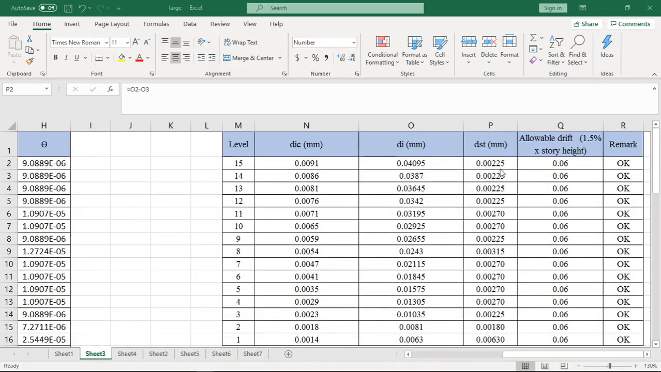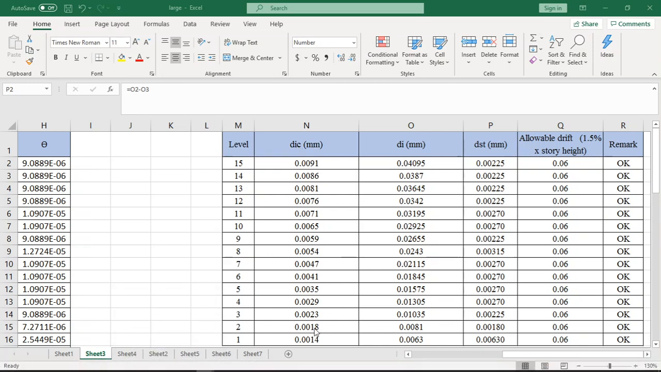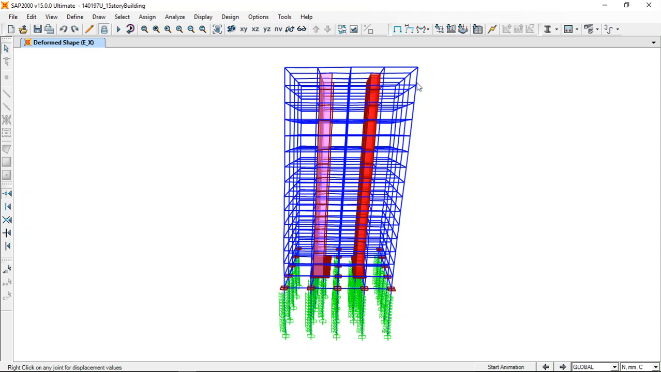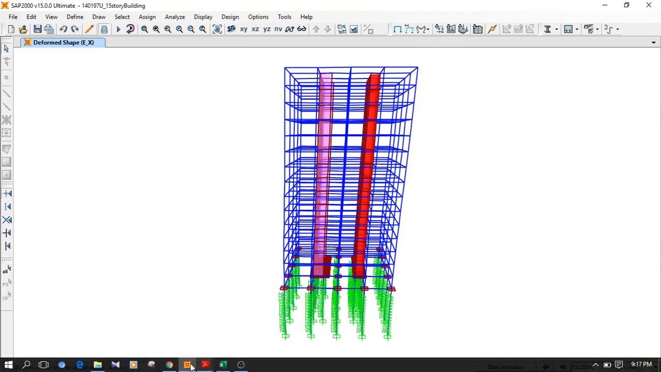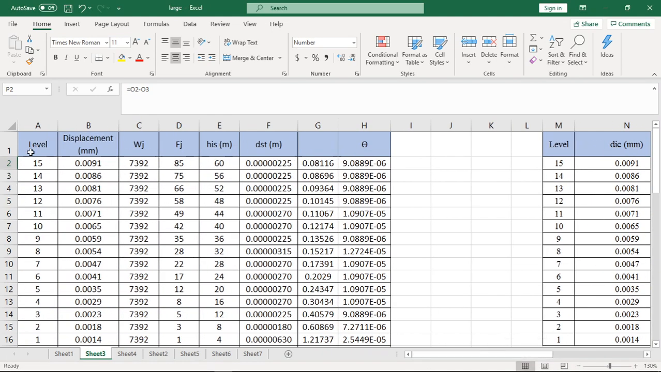So that way you get the DST value, and you have to check whether that value is less than 1.5% of the story height. If that is the case, then that's okay. What you have to get from the model is the DIE value, that is these displacement values at each level. And to get the PDelta effects, you can again develop Excel sheets like this.